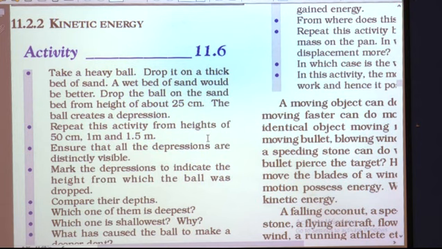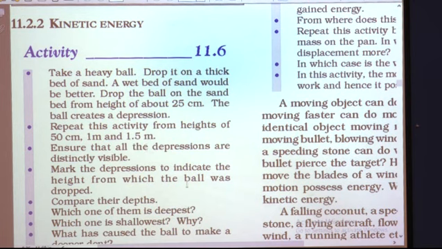Repeat the same activity from different heights. You can use different heights like 50 centimeters, 1 meter, 1.5 meters and so on. Ensure that all the depressions are distinctly visible, and that is why we have to use a wet bed of sand. In a dry bed of sand, the depressions are not clearly visible. So take a wet bed of sand and drop the ball from different heights: first from 25 centimeters, then 50 centimeters, then 1 meter, and finally from 1.5 meters.